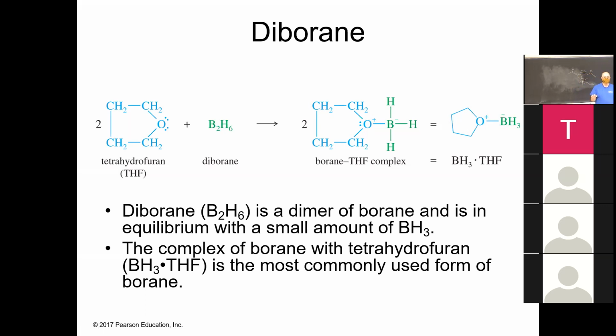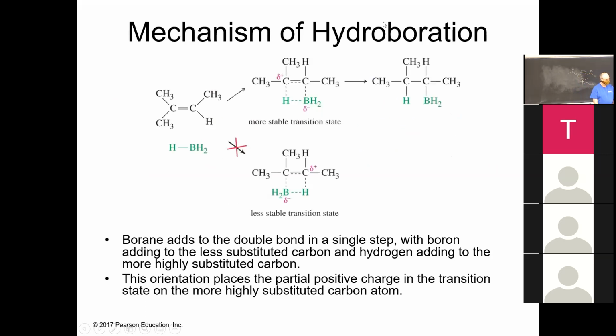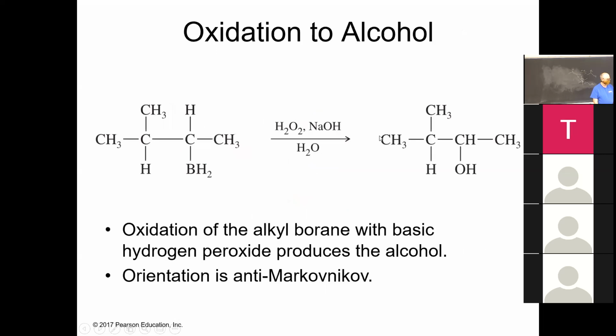Okay, molarity is already on the bottle, so if you need so many moles, you calculate how many milliliters you need, and then take what you need. Okay, so the more stable transition state would put hydrogen on the more substituted carbon. It goes through this square transition state. And then the oxidation step replaces the boron with an OH.